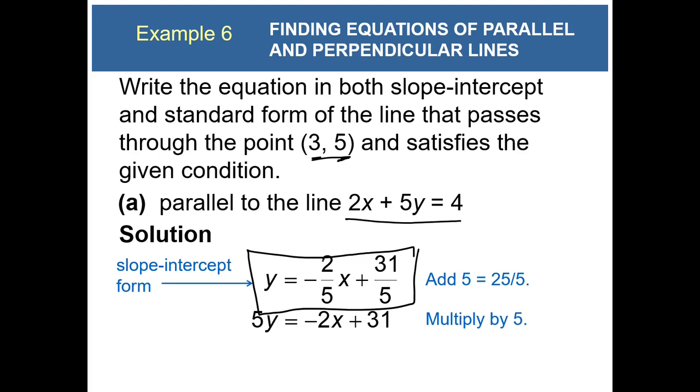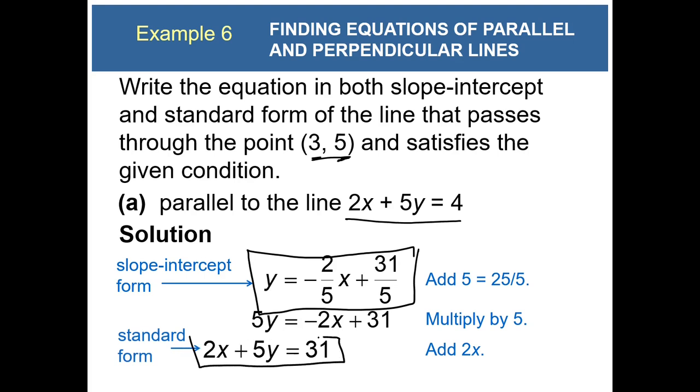In order to write this in standard form, I can multiply everything by 5, and that gives 5y equals negative 2x plus 31. Adding the 2x to both sides, we have the standard form 2x plus 5y equals 31.